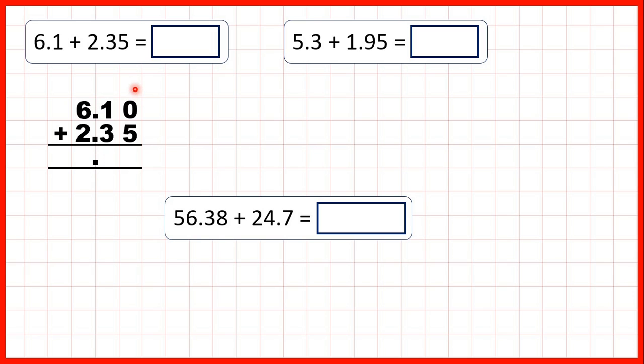Now with column addition, we work from right to left. So 0 plus 5 is 5, 1 plus 3 is 4, and 6 plus 2 is 8. So our answer is 8.45.